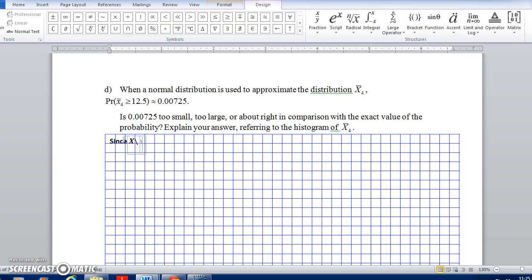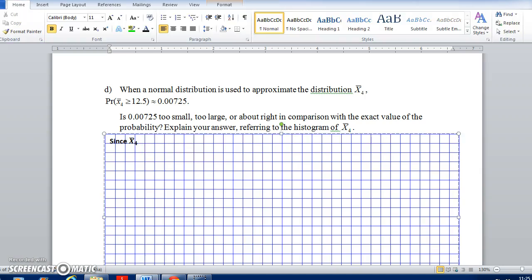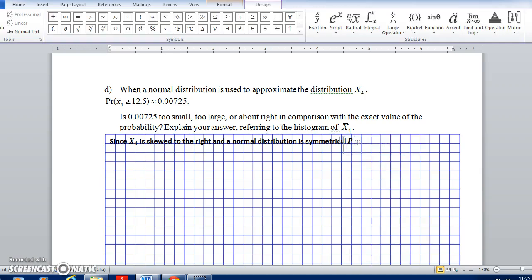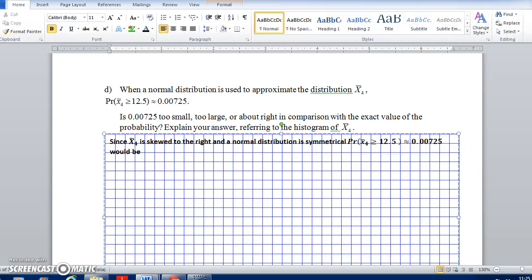So to formalize how we'd say that, if x bar 4 is skewed to the right and a normal distribution is symmetrical, then the probability of x bar 4 being greater than or equal to 12.5, being approximately equal to 0.0725, would be too small.